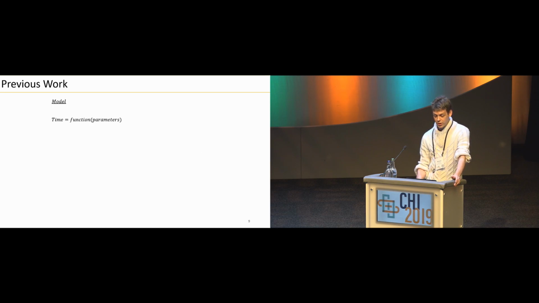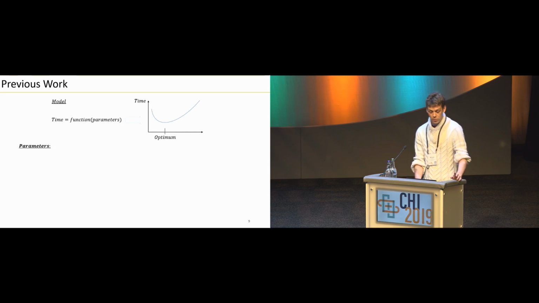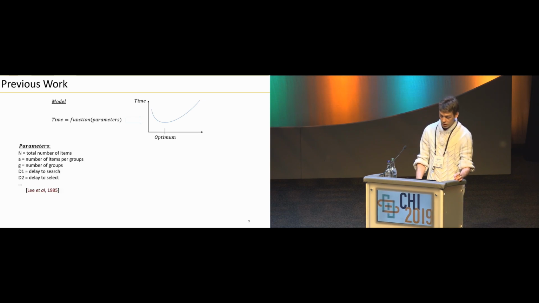For the analytic approach, I won't describe every model, but basically the selection time is defined as a function of some parameters, and then this function is analyzed to find the best solution. So for instance, previous work considered as parameters the total number of items in the hierarchy, the number of items per group, number of groups, the delay to search an item, the delay to select it. And they did find that the best solution was to get between 4 and 8 items per group.